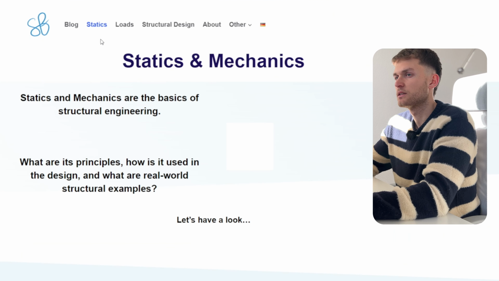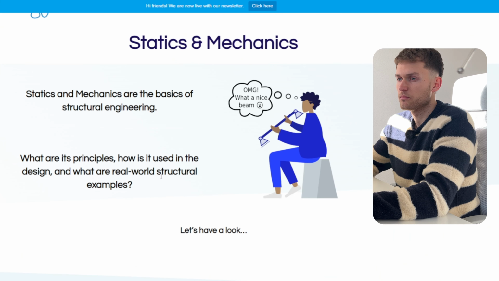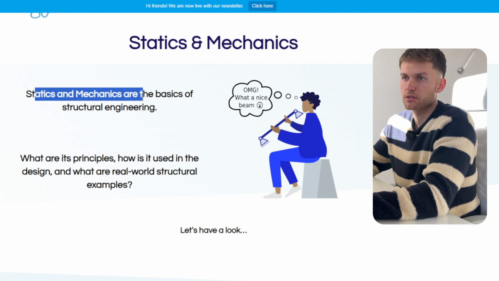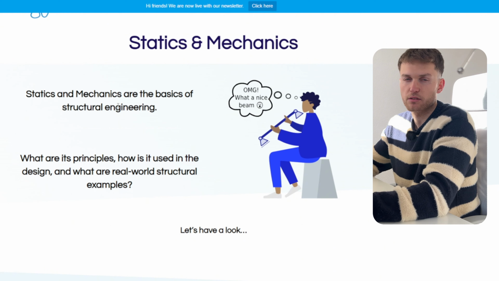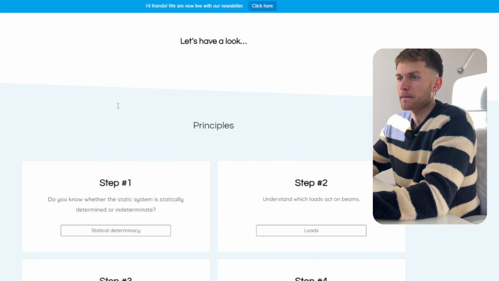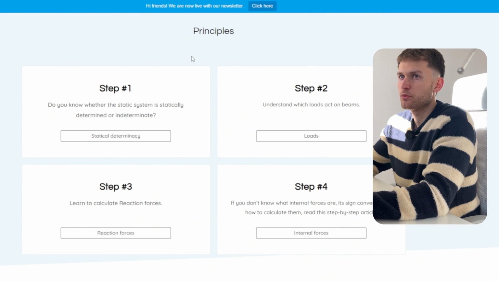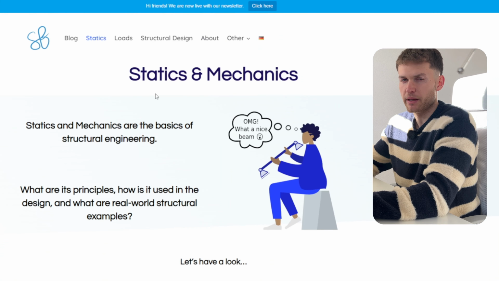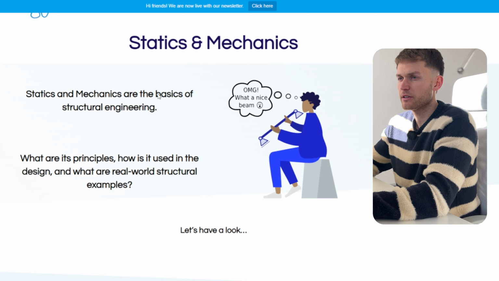So statics. Again, I have written what this is about. Statics and mechanics are the basics of structural engineering. If you are really new to structural engineering, you should start with statics, because that's the fundamentals and the basics of structural engineering.